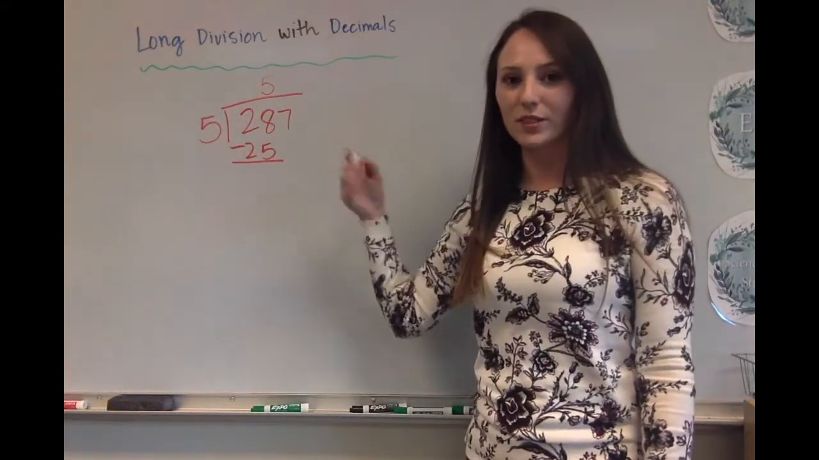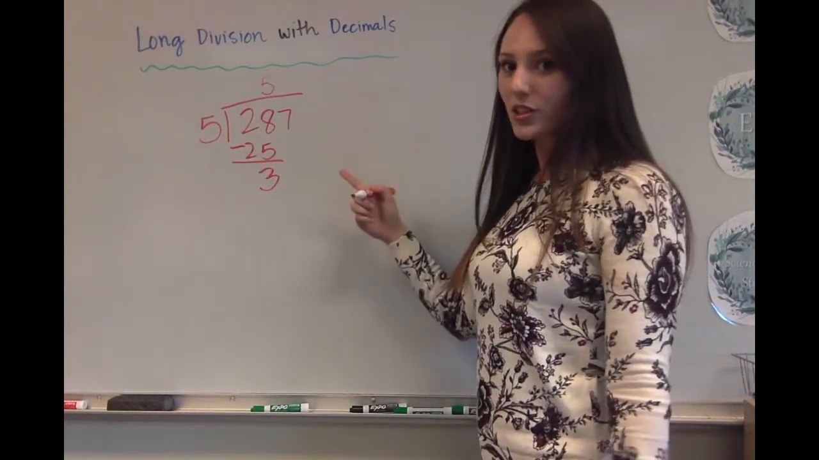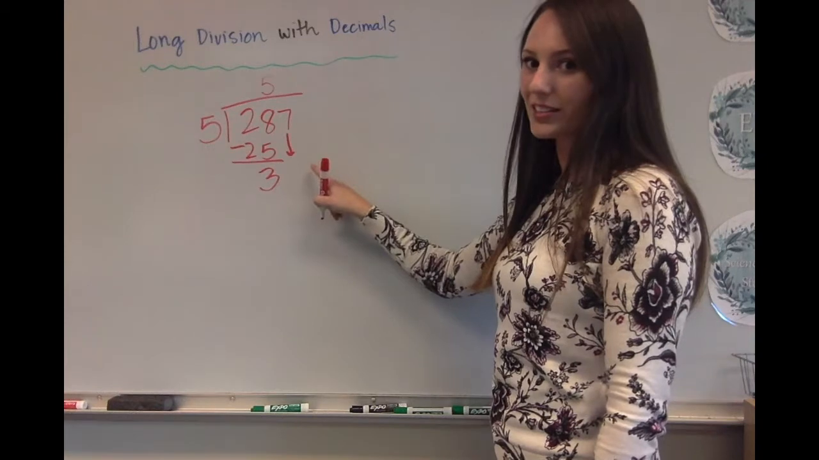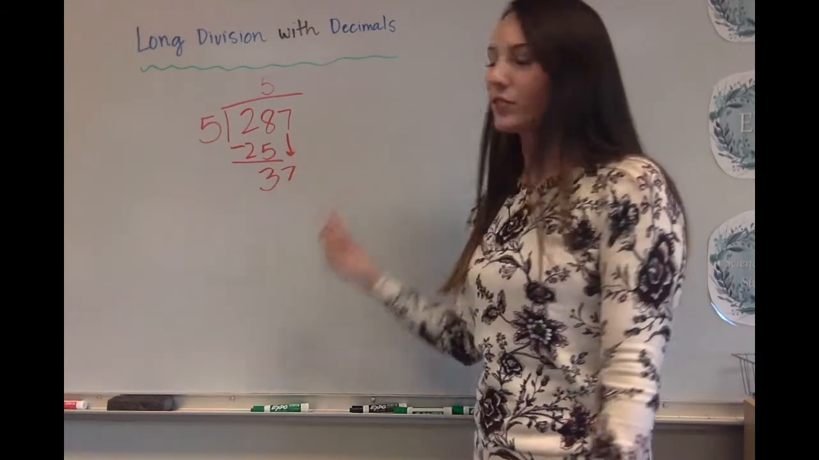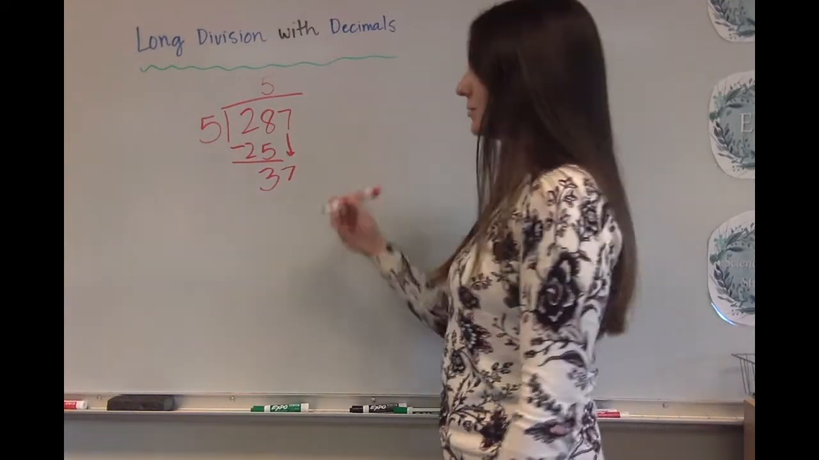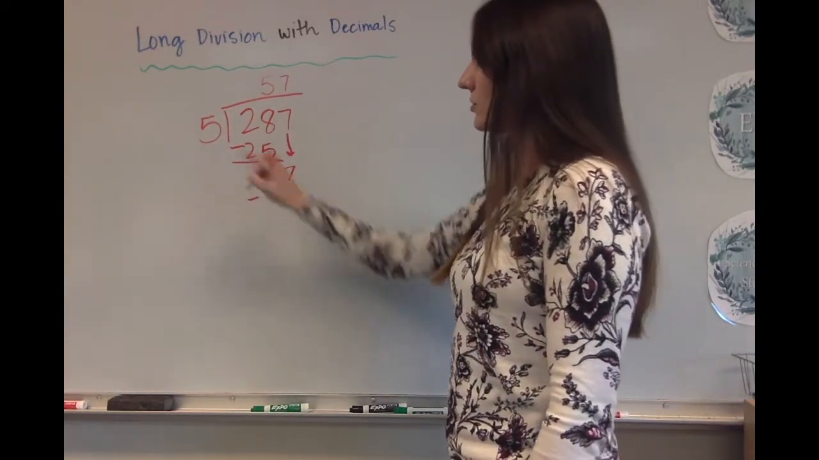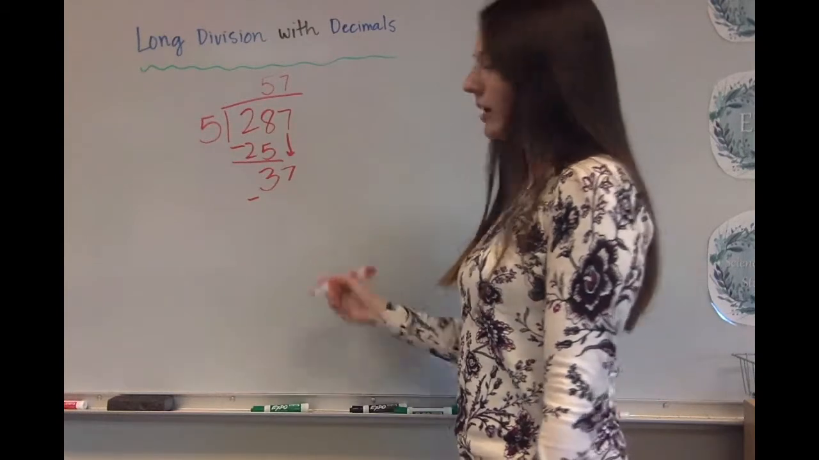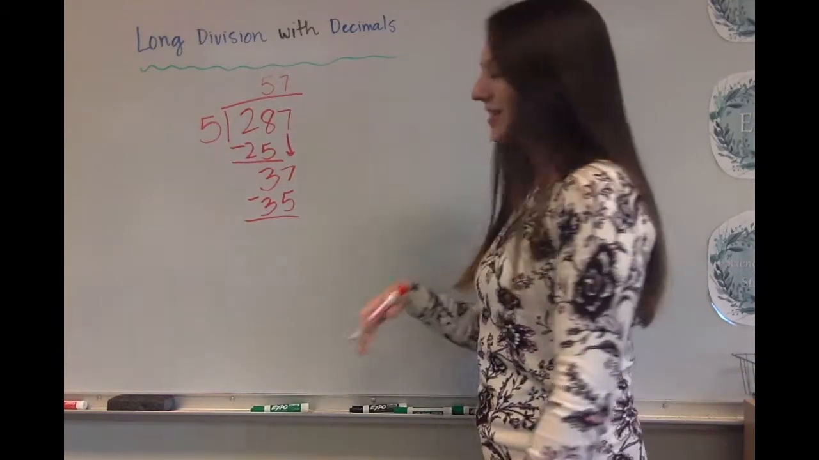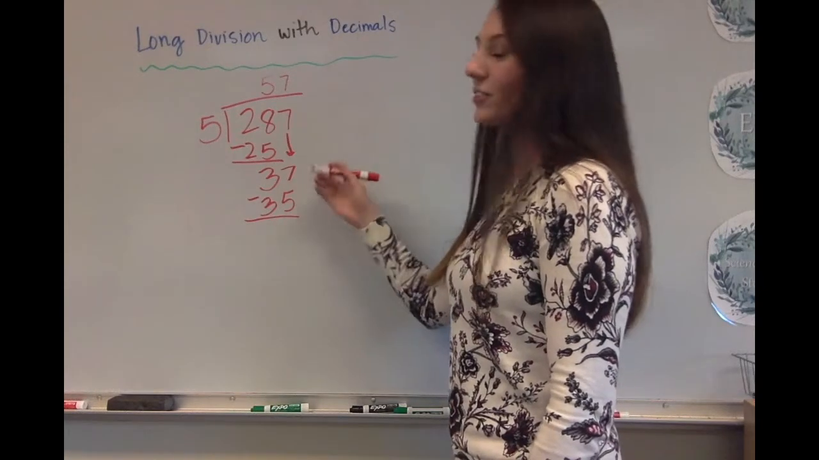Now I have 28 minus 25 is 3. I still have one digit to solve for, so I'm going to bring that down, because 5 can't go into 3. I have 37. Now, 5 can go into 37 7 times, so I put that right above my 7. And 5 times 7 is 35, so I subtract that here. You'll remember this whole process. We're going to get into the decimals in just a moment. So 37 minus 35 is 2.